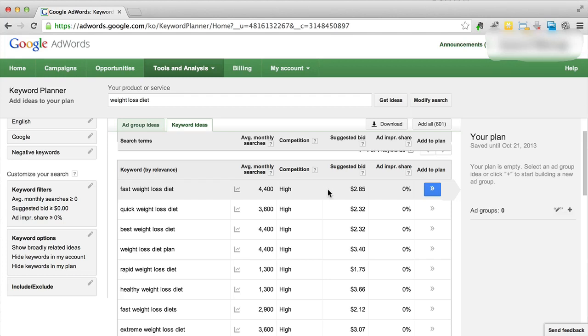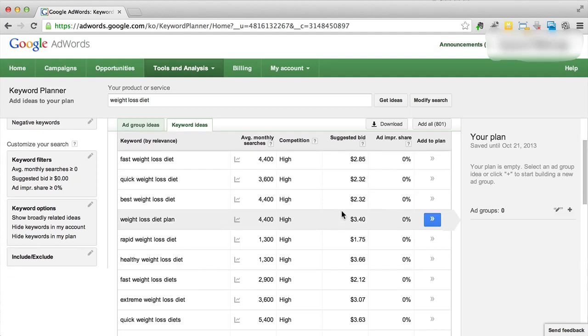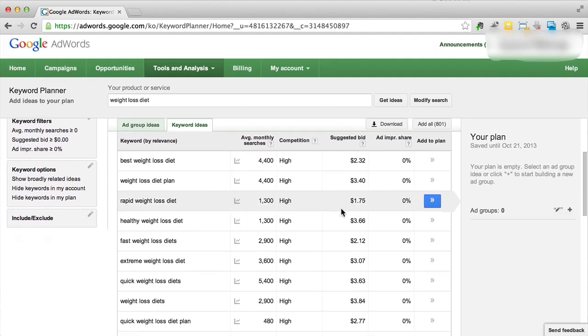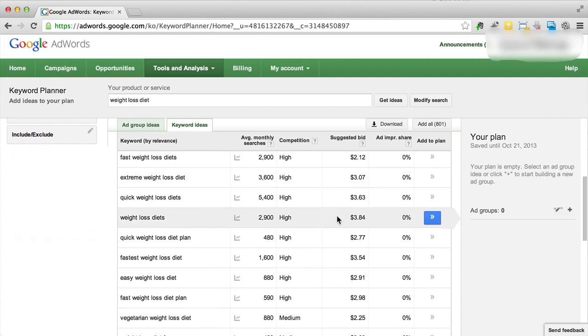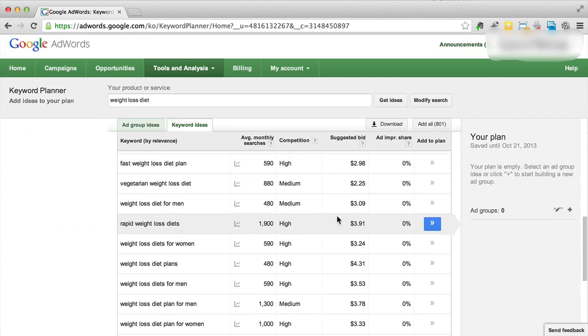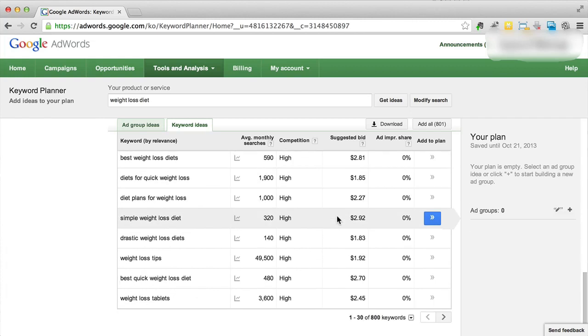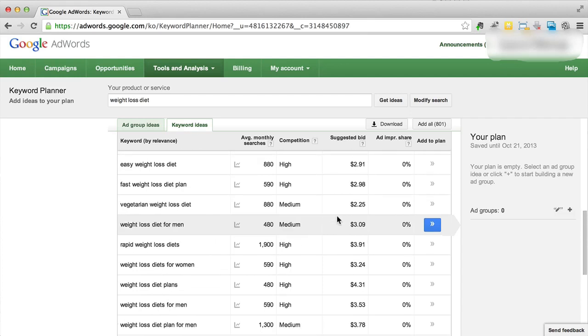For example, by watching this part over here, suggested bid, you can see that for some people, they're willing to pay up to, well, almost $4. Close to $4 for these keywords. Just by looking at this, it tells you that these people are making money, because why would somebody be willing to pay that much per click if they're not making money?